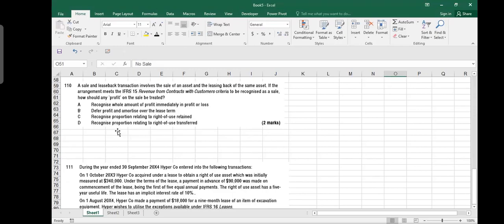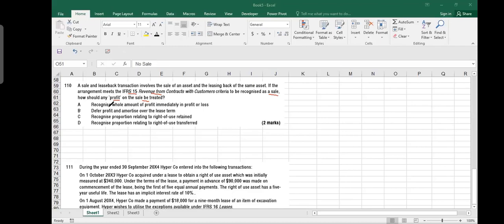Number 110, a sale and leaseback transaction involves the sale of an asset and the leasing back of the same asset. If the arrangement meets the IFRS 15 revenue from the contracts criteria to be recognized as a sale, how should any profit on the sale be treated? So now, before the previous question, we said that it did not meet the criteria. Now let's suppose that it meets the criteria. So if it meets the criteria, then how should you treat that profit?